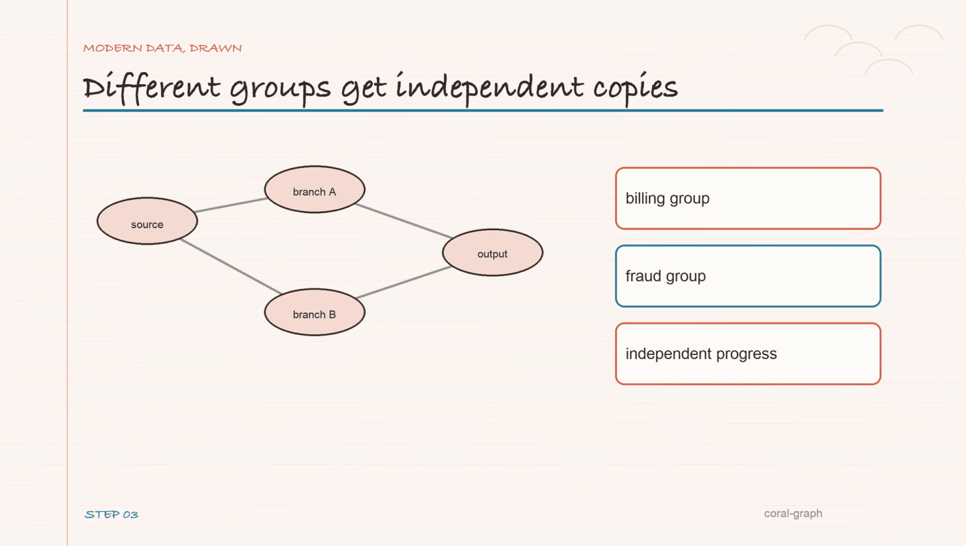A billing group and a fraud group can both read the orders topic. Each group tracks its own progress, so one application does not steal records from the other. Now connect that idea to what appears on the page. Billing group, then fraud group, then independent progress.